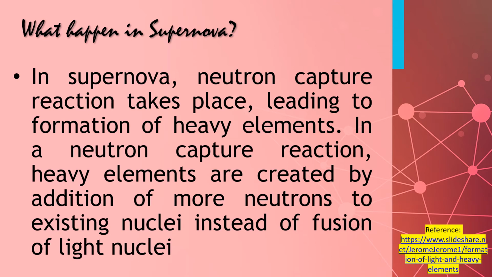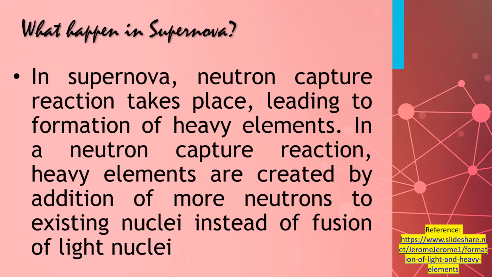In a neutron capture reaction, heavy elements are created by the addition of more neutrons to existing nuclei instead of fusion of light nuclei. So, adding neutrons to a nucleus doesn't change the element. Rather, a more massive isotope of the same element is produced. Layers near the core of stars have very high temperature, enough to nucleosynthesize heavy elements such as silicon and iron.